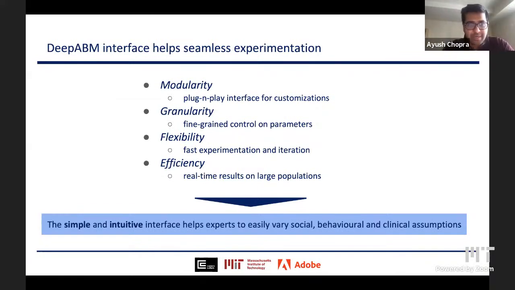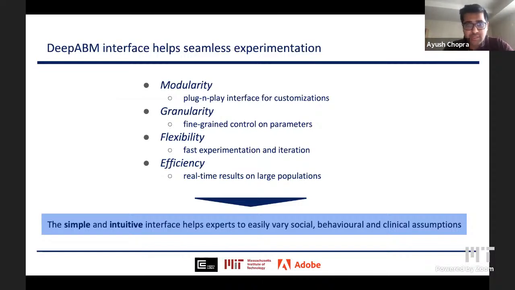Hi. So to make it easier for the real experts to iterate and make quick decisions, we augment deep ABM with a simple and intuitive interface that can help seamless experimentation. Basically, our goal is fourfold. We wanted to add modularity to the system, through a plug and play interface, so that you can customize experiments for the different kinds of networks, disease dynamics, and interventions you would want to try out. We wanted to bring in granularity, so that experts can have fine-grained control over various social, behavioral, and clinical assumptions that parameterize the agent-based model and our interactions in society.